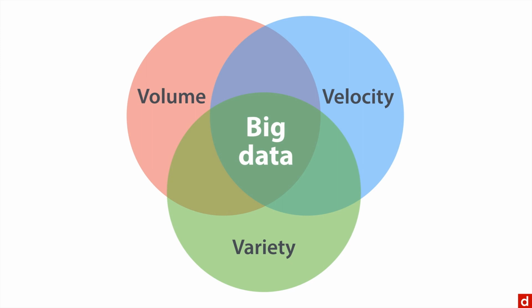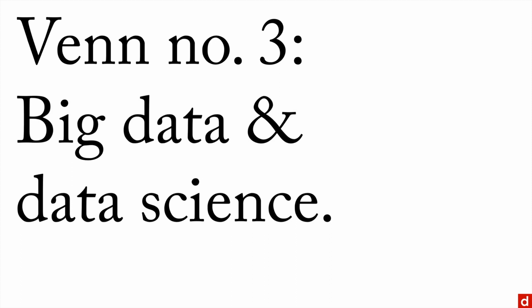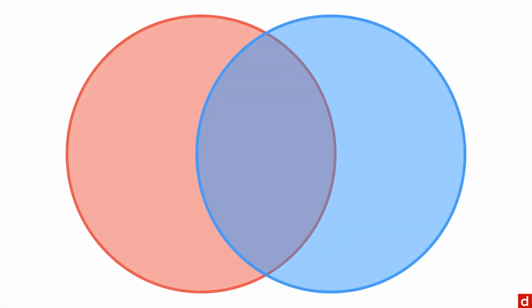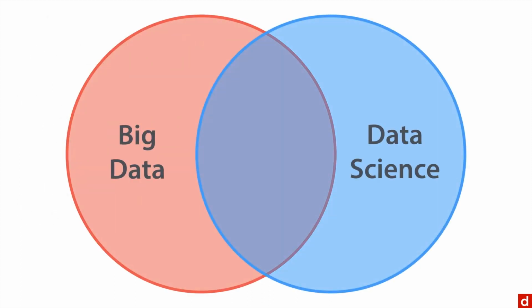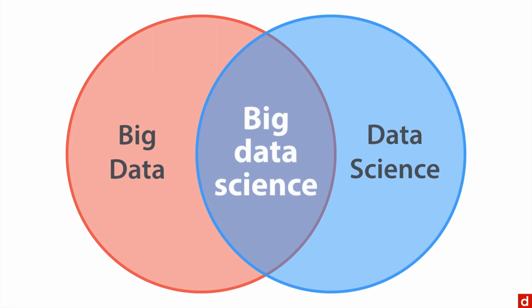Now, we can also combine these two if we want in a third Venn diagram we call big data and data science. This time it's just 2 circles with big data on the left and data science on the right. And the intersection there in the middle is big data science, which actually is a real term. But if you want to do a compare and contrast, it kind of helps to look at how you can have one without the other.